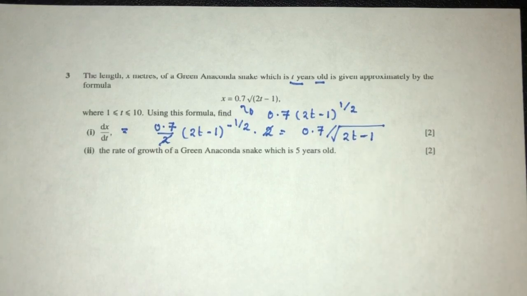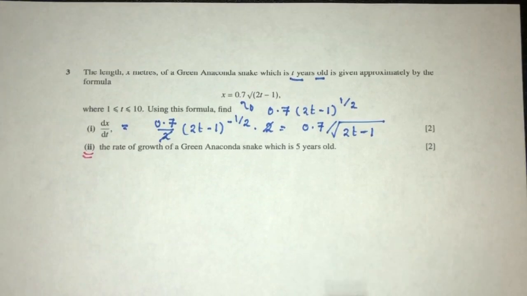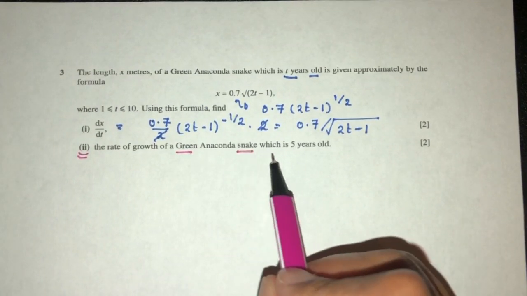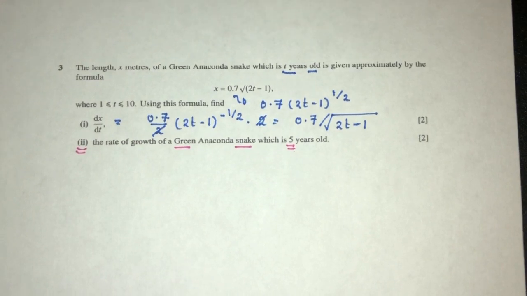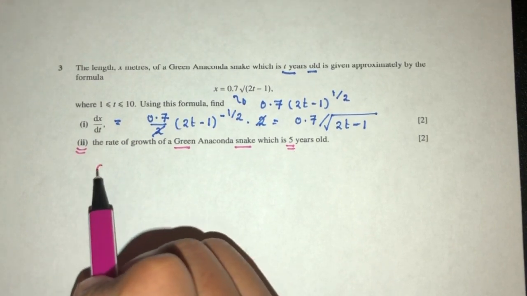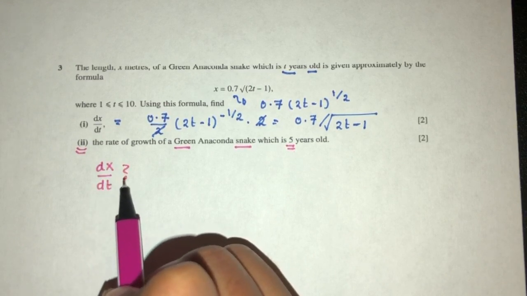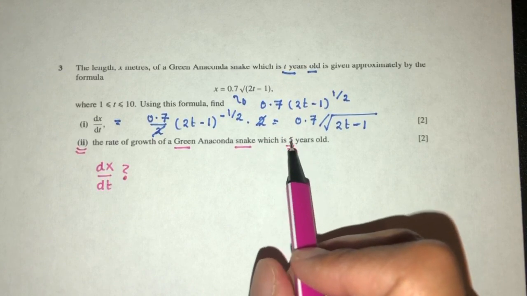That will be part 1 of the question. Now part 2: find the rate of growth of a green anaconda snake which is 5 years old. So we have to find the rate of growth. The growth means the rate of increase of the length, so we're trying to find dx by dt, given that it is 5 years old.